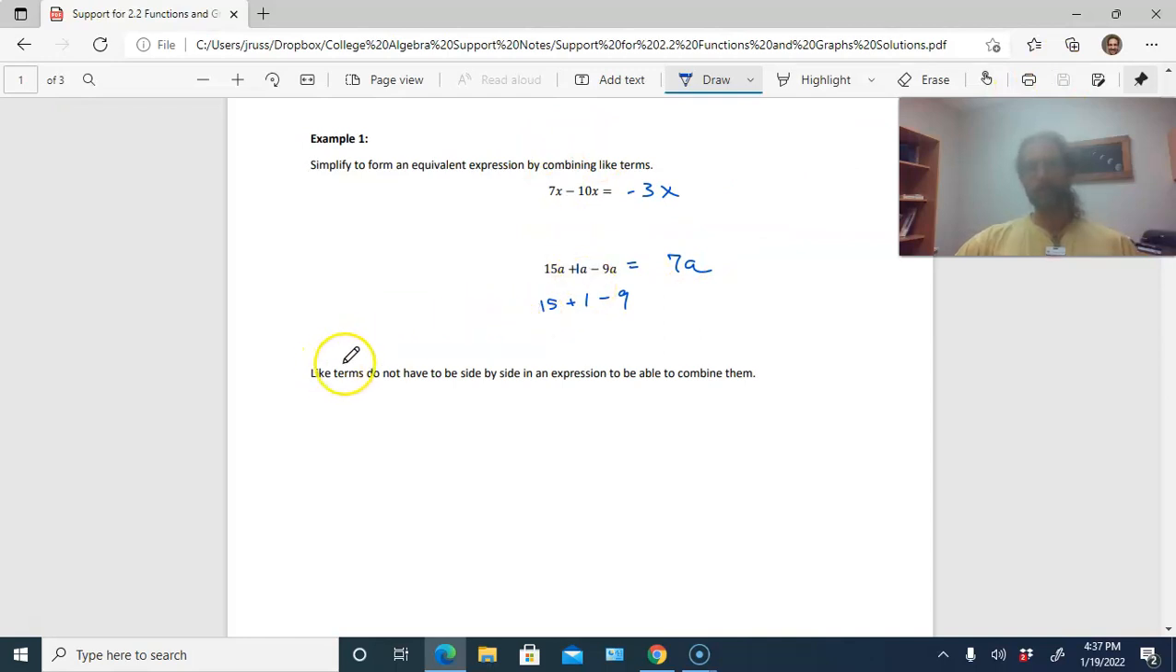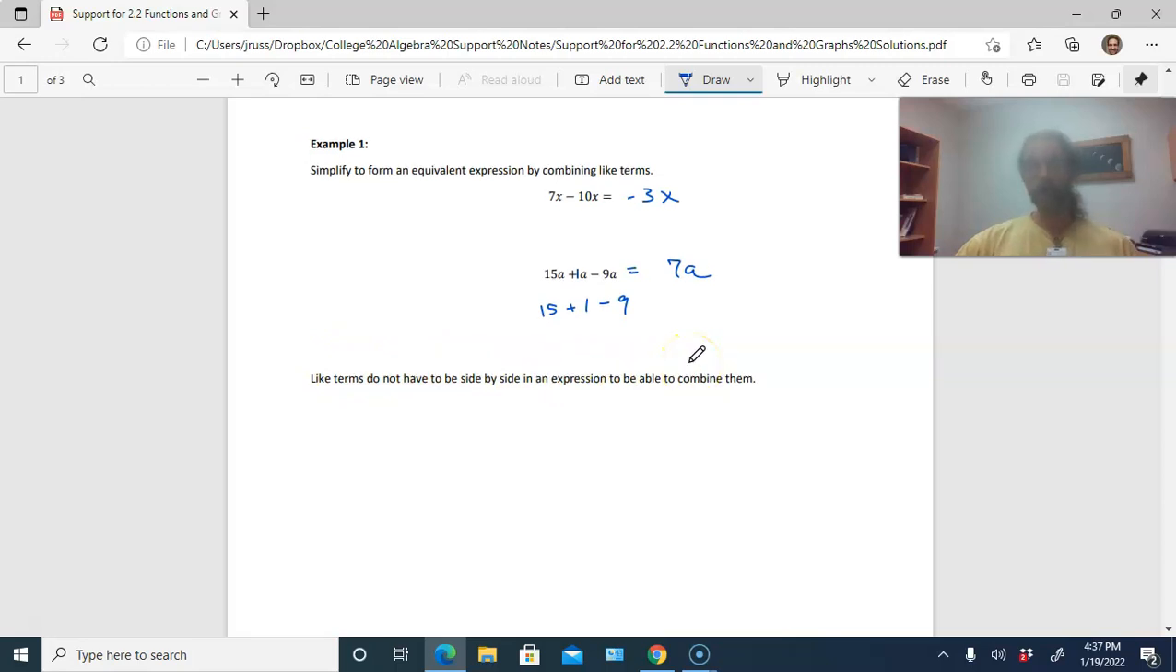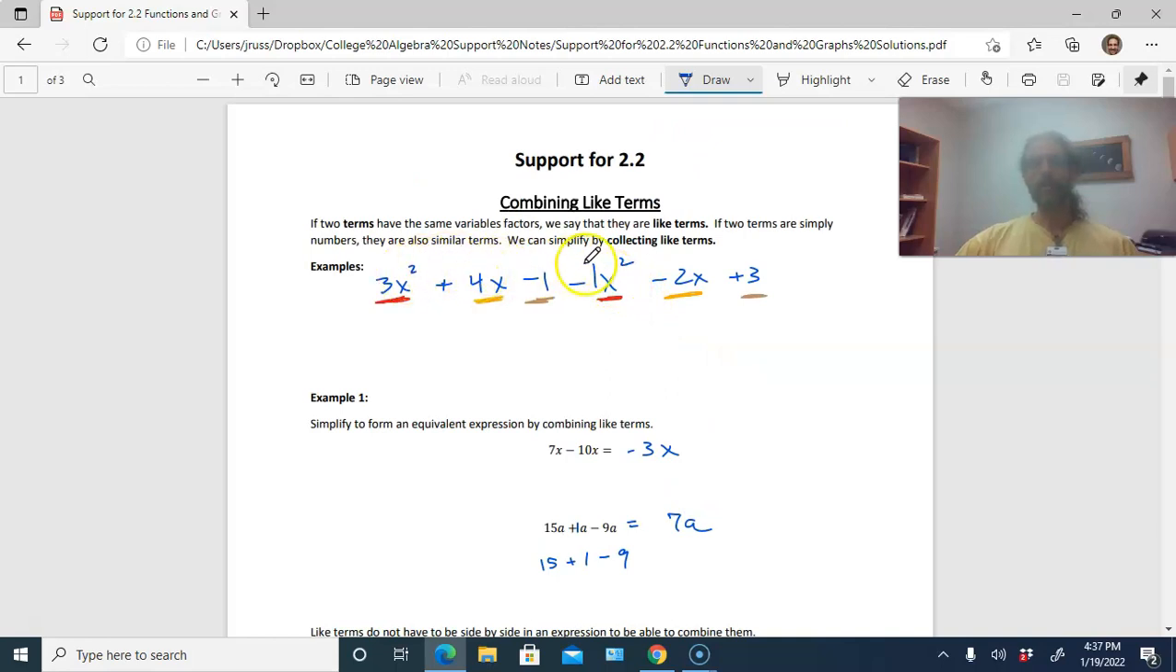Alright, now look, it says like terms do not have to be side by side in an expression to be able to combine them. So if you look at that original example, the like terms are not side by side, but we can still combine them. I could combine the 3x squared with the negative 1x squared. 3 minus 1 is 2, so that would become 2x squared. And then I could combine my x terms. My 4x minus my 2x would be 2x. And then finally I could combine my two constants. My negative 1 plus my 3 would give me a 2. Okay, so they don't have to be side by side, and many times they are not.